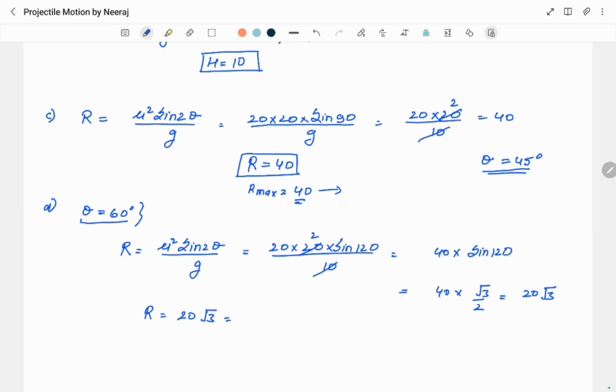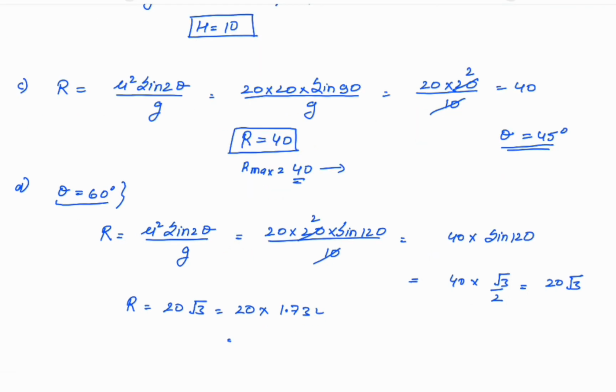Now put the value of root 3. Let's check what is the exact value. 20 multiplied by 1.732. It's going to be approximately 34.64, which is less than 40 now. It means whenever we are increasing or decreasing the angle, when the angle is other than 45 degree, the range is going to decrease. Okay, this is the range for the angle of 60 degree.